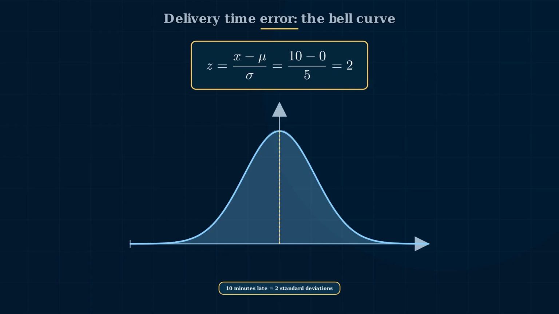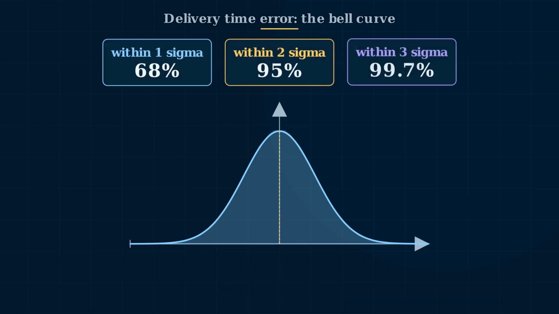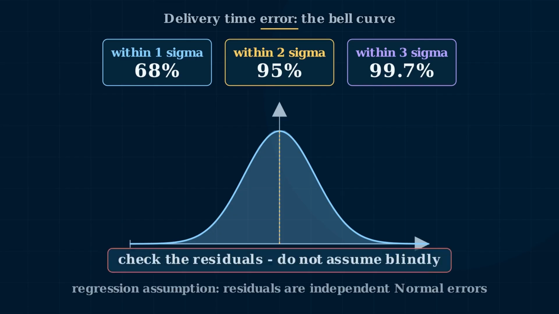The 68, 95, 99.7 rule makes this practical. About 68% of normal values lie within 1 sigma of the mean, 95% within 2, and 99.7% within 3. Linear regression often models residuals as independent normal errors with constant variance. That assumption gives us likelihoods, confidence intervals, and prediction intervals, but it should be checked. A bell curve is a model of the errors, not a law that every dataset must obey.